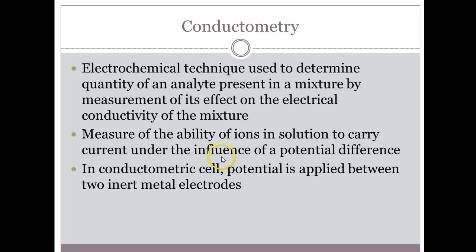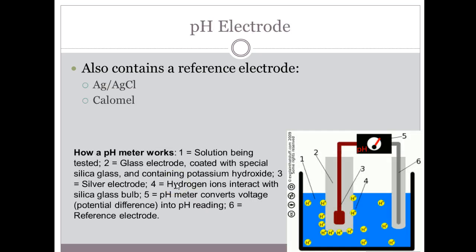Conductometry refers to the electrochemical technique used to determine the quantity of an analyte present in a mixture by the measurement of its effect on the electrical conductivity of the mixture. It's a measure of the ability of ions in a solution to carry current under the influence of a potential difference. And in a conductometric cell, potential is applied between two inert metal electrodes. Very similar to what we were just talking about.